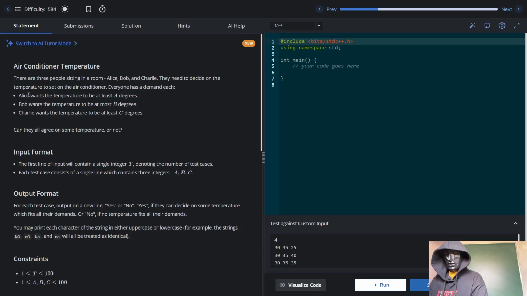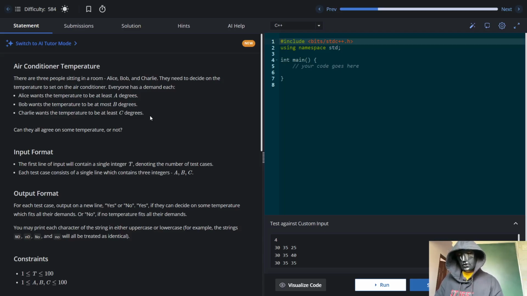Alice wants the temperature to be at least A degrees. Bob wants the temperature to be at most B degrees, so he wants at most B degrees, not more than that. And Alice is like, it should be at least A degrees, and greater than that is fine. Charlie wants the temperature to be at least C degrees.